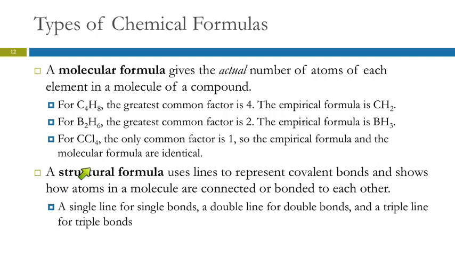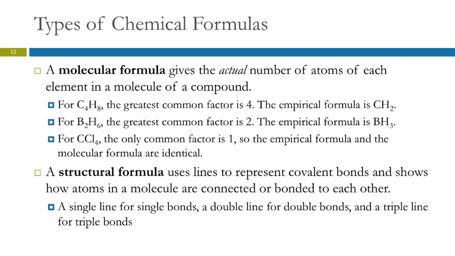Then a structural formula gives us information about the structure of the molecule. This helps us to understand how the atoms are connected. The molecular formula, C4H8, doesn't give us any information about how those pieces are put together, just that they are all together. So in the structural formula, we represent covalent bonds as lines.